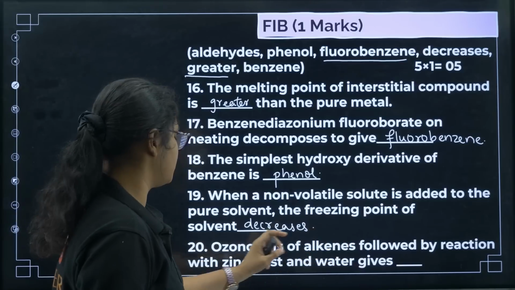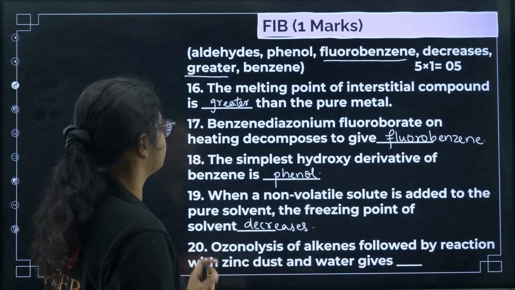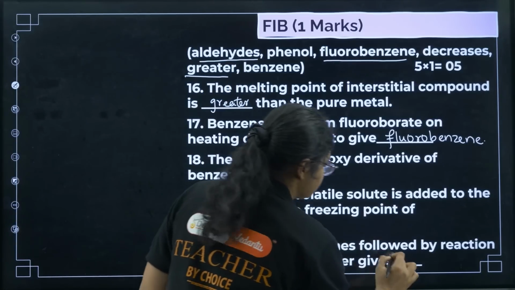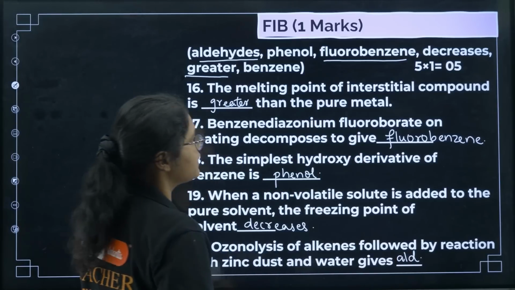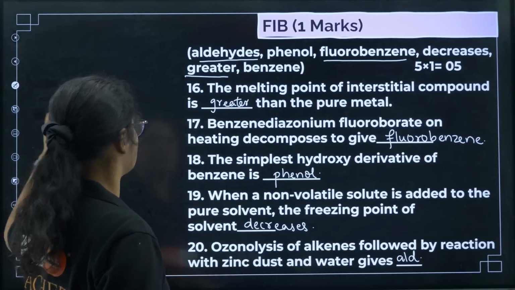Ozonolysis of alkenes followed by reaction with zinc dust and water gives you what? So that gives you aldehydes. It can also give you ketones, but according to the options we have to go for this one.